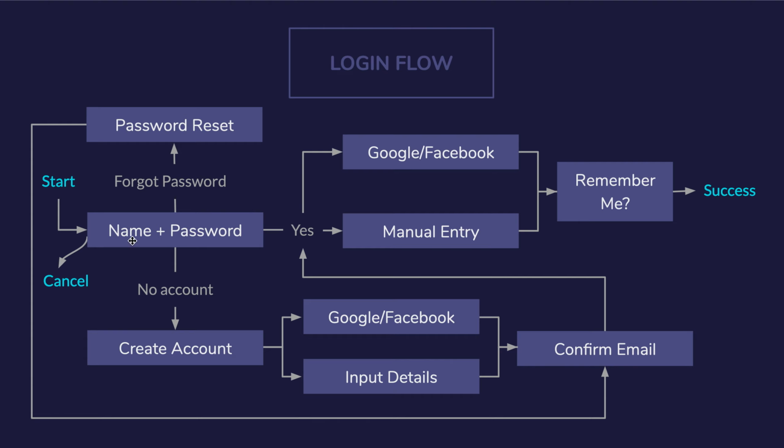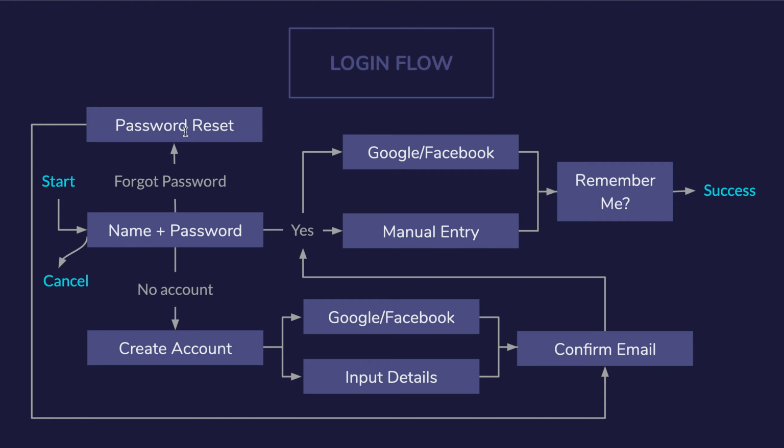Now you can see there are two things the user needed to create on this screen. They needed to enter their name and they needed to enter their password. And so I've got a fallback if they don't have a password. That's this password reset. And I've got a fallback if they don't have a username. That's this create an account. I've also got a cancel in case they didn't mean to click on the login screen in the first place.